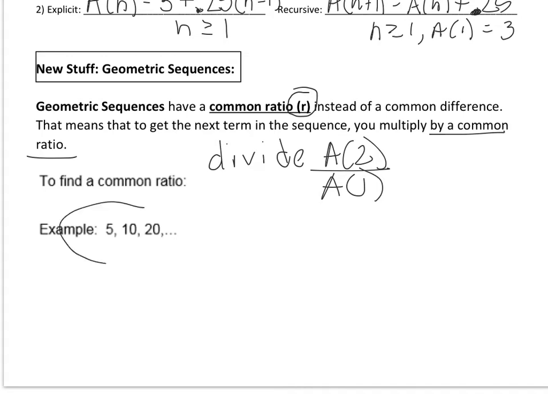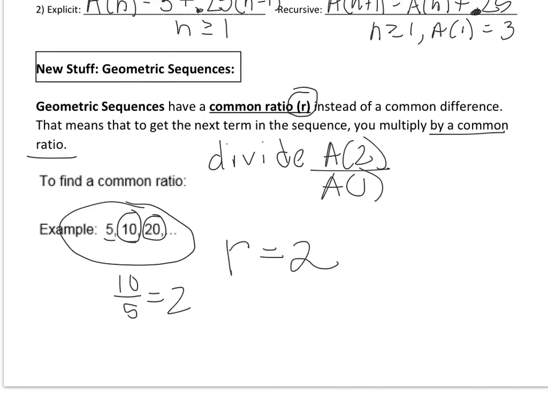So here's an example, 5, 10, 20. If you do term 2, 10, you divide that by term 1, 5, you get 2. If you do term 3, 20, and divide by term 2, 10, you still get 2. So this has a common ratio of 2. So when you take your test next week, you'll really have to think about when you're given a sequence, is it arithmetic or is it geometric? You have to look at the pattern. Is it adding or subtracting the same amount each time, in which case it's arithmetic? Or is it multiplying by a common ratio, in which case it's geometric?